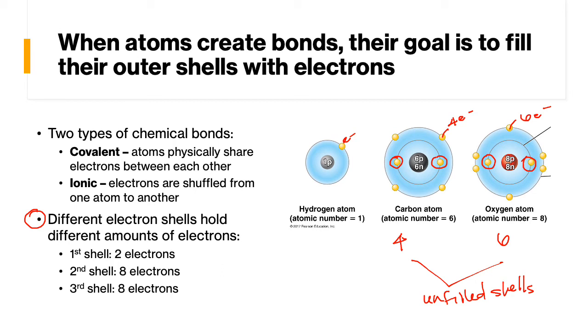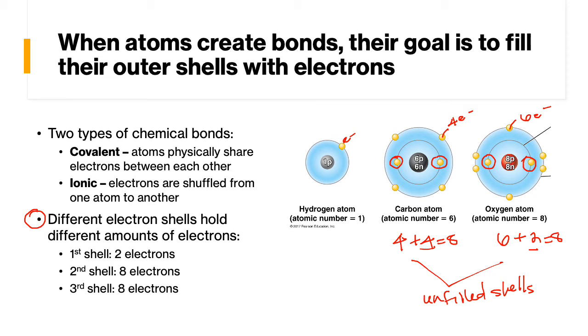There are some atoms that also have a third shell. It's not shown in this picture here, and the third shell also holds 8 electrons. But really the whole goal is when atoms create bonds, they want to try to fill that outer shell. So carbon wants to gain 4 more electrons so that it can have an outer shell that holds 8. Oxygen wants to gain 2 electrons so that its outer shell holds its maximum value. So when the atoms are making bonds with each other, they're trying to fill those open seats, essentially. So let's look at some examples.